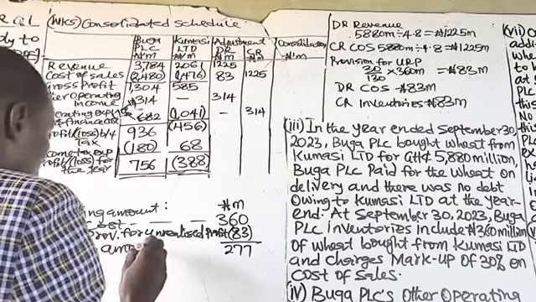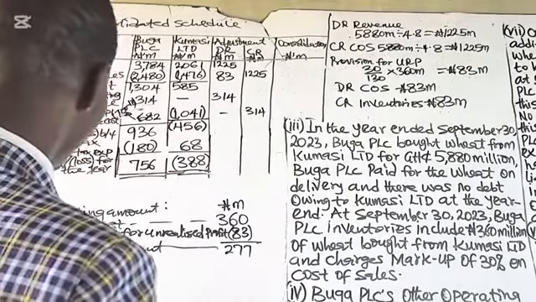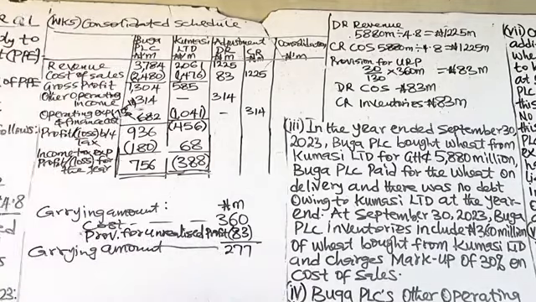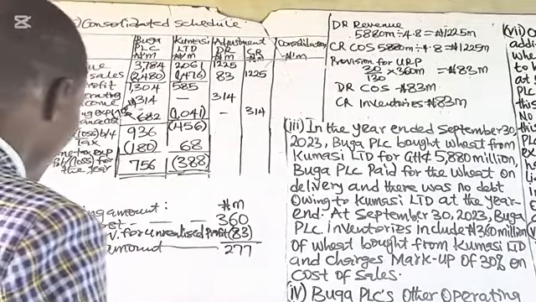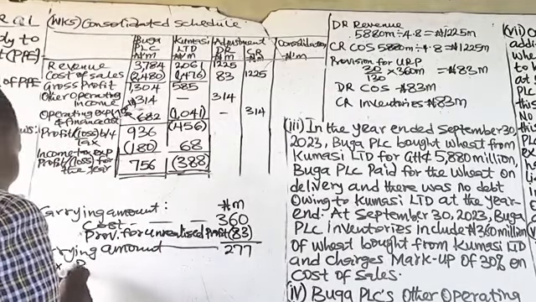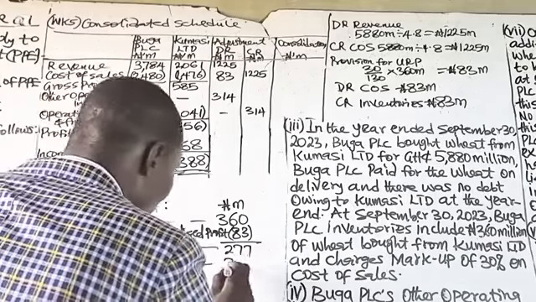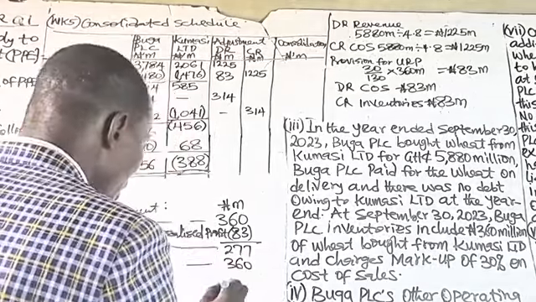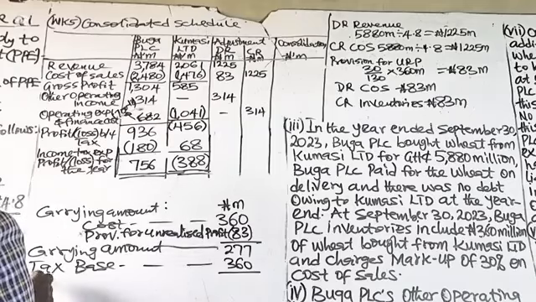This is the amount that will appear as closing inventory in the Consolidated Statement of Financial Position in respect of the item transferred. Then you have the tax base. For tax purposes, the computation will be based on the cost, 360. The tax base is greater than the carrying amount. That means this is a deductible temporary difference.